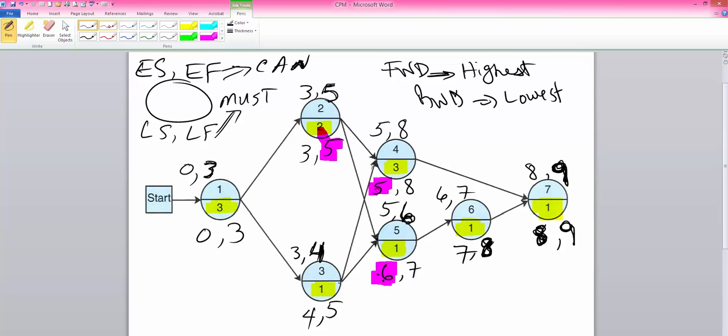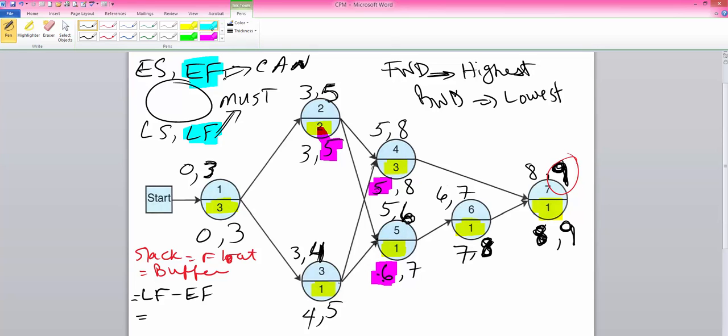So at this point, let me go ahead and talk about slack, which is also called float or sometimes buffer. And this is the time that an activity can be delayed without delaying the project beyond its expected or computed finish time. There are two ways to compute slack. One is to subtract LF and EF from each other. So LF minus EF is buffer or slack.